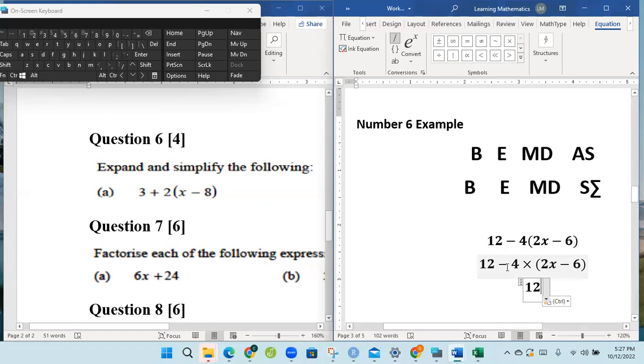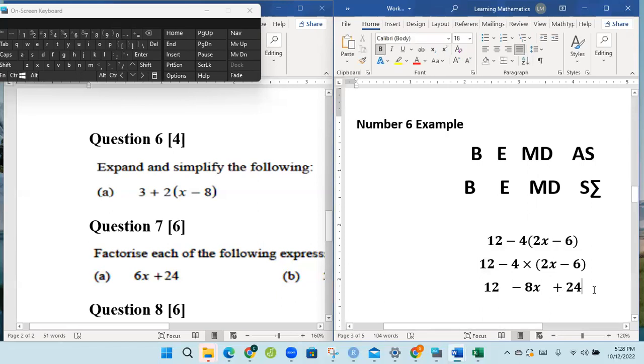And then we multiply negative 4 by 2. Negative 4 by 2x is negative 8x. And negative 4 times negative 6 is a positive 24. So the multiplication is done. Now we are ready to subtract. But negative 8x is not like 12. 12 is like a positive 24.